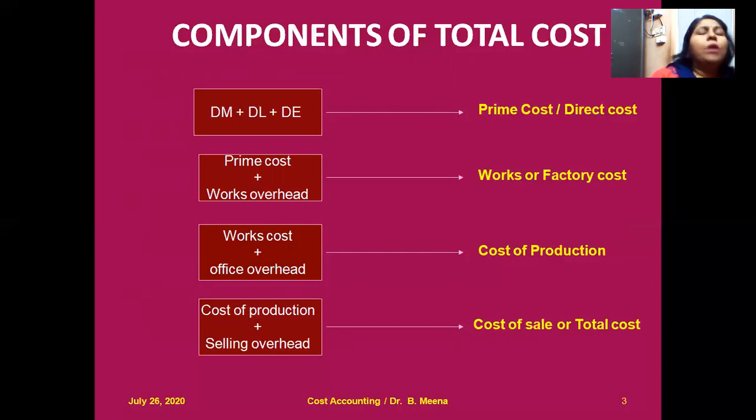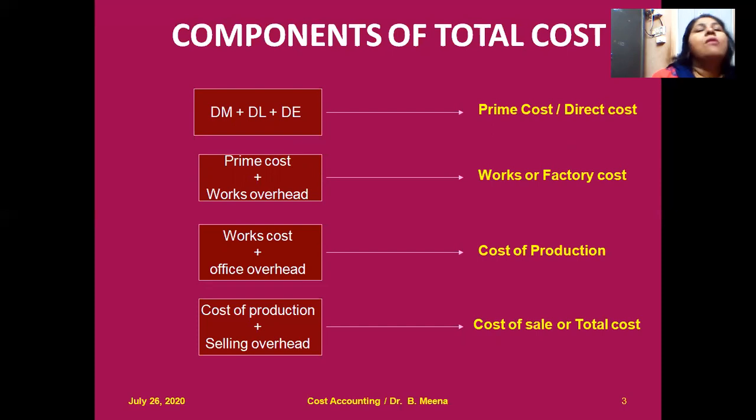What is prime cost? Already I told in the previous videos, all the direct expenses collectively are called prime cost. Then what is the next component of cost? It's the manufacturing cost, that is factory cost or works cost. So how I can calculate this works cost or factory cost: after getting the prime cost, I should consider all the indirect expenses or else all the overheads of factory related.